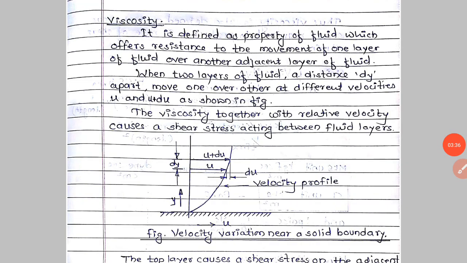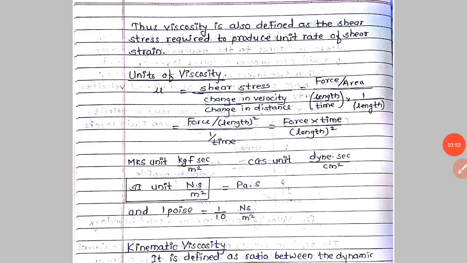One more time, see the simple definition of viscosity. Viscosity is the property of fluid which offers resistance to the movement of one layer over another adjacent layer of the fluid. Viscosity can also be defined as the shear stress required to produce unit rate of shear strain. Now we have to see the unit for viscosity. See here, mu is equal to shear stress upon shear strain, that is, change in velocity to the change in distance.